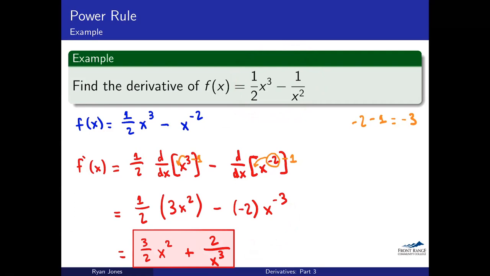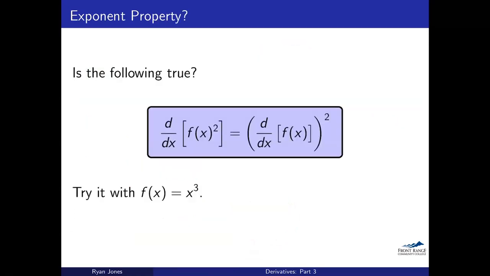The last thing that I want to mention here, so we've talked about the constant property, and we've talked about the sum and difference property. And I want to mention something that a lot of people think is a property, but it's actually not. So I always like to ask, hey, is this true? If I have a function and I square that function and then take a derivative, is that the same as me taking a derivative of that function and then squaring it? And it's actually not true. It actually doesn't work out. This does work for something like a limit, but it doesn't work for derivatives.